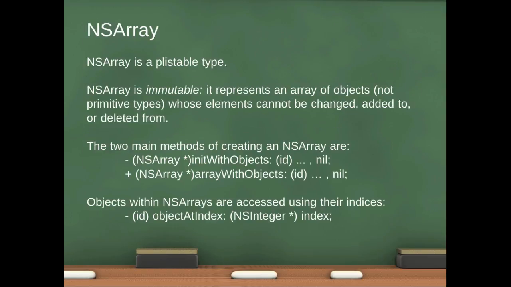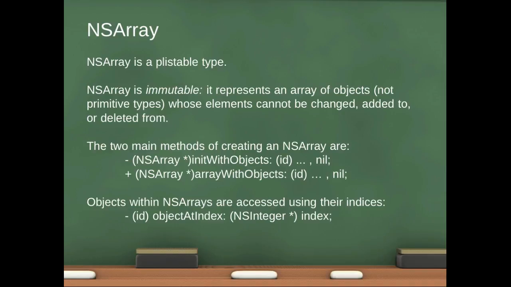So let's talk specifically about NSArray. It's our first example of a class that is plistable. So NSArray is a plistable type. NSArray is immutable, meaning it represents an array of objects, not primitive types, whose elements cannot be changed or added to or deleted from.